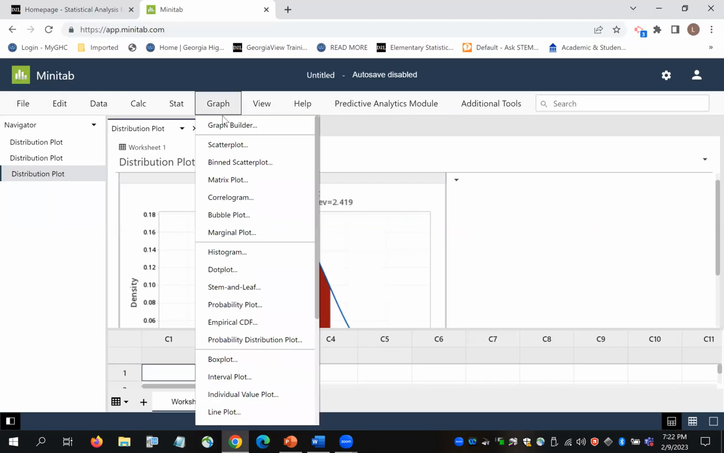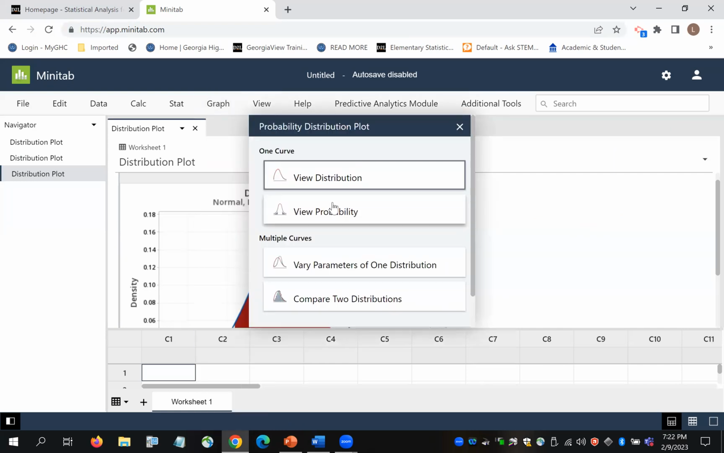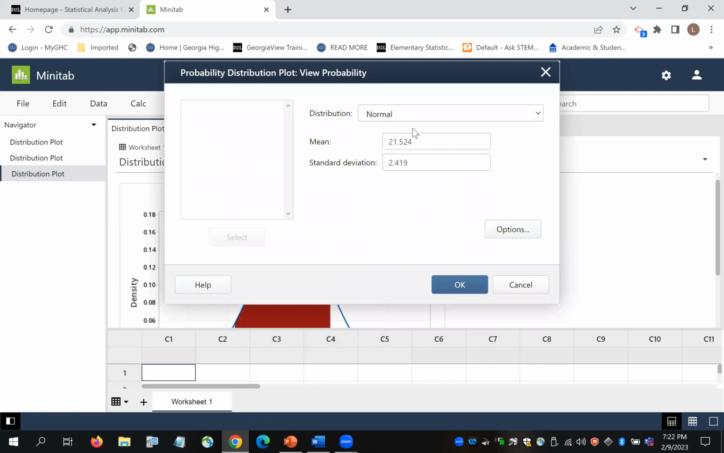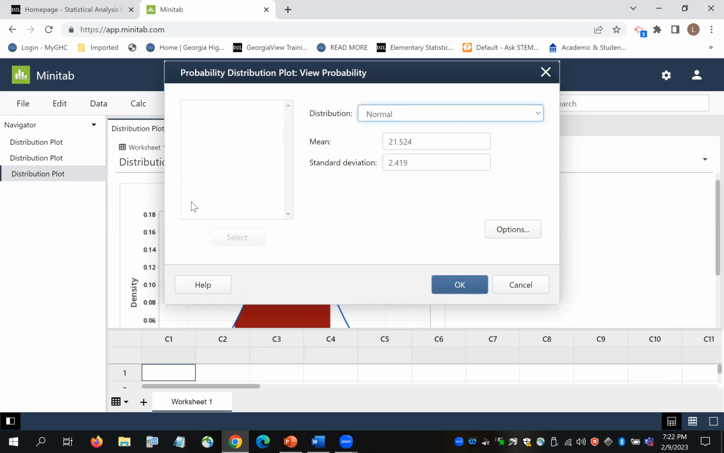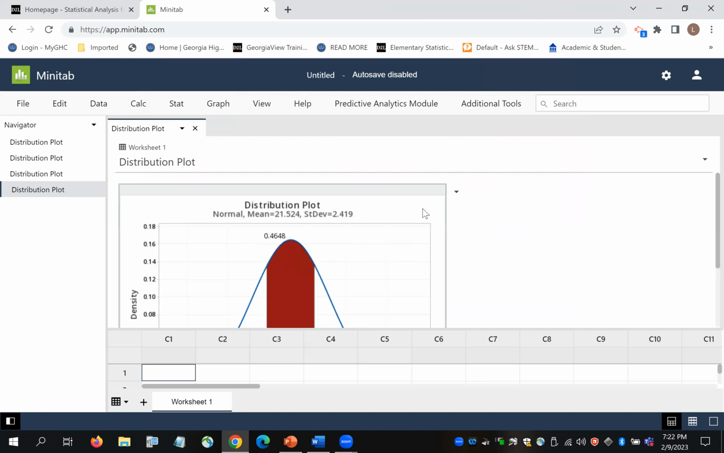Graph, probability distribution plot, view probability. It's normal, mean of 21.524, standard deviation of 2.419, options. Again, I'm going to use middle, and I'm between 20 and 23. And I click OK twice.